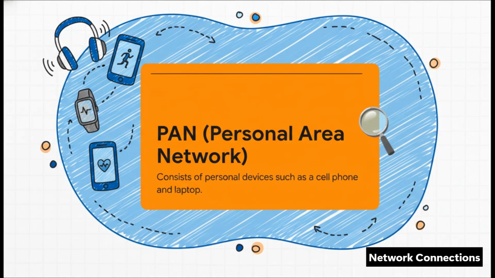Okay, the smallest one on the list is the PAN, which stands for Personal Area Network. And honestly, the best way to think about it is like a little bubble of connectivity that moves around with you. When your Bluetooth headphones sync up with your phone, or when your fitness tracker sends your step count to an app. Yep, that's a PAN.